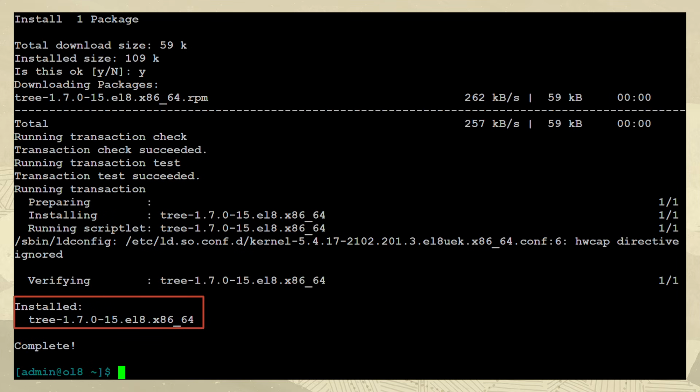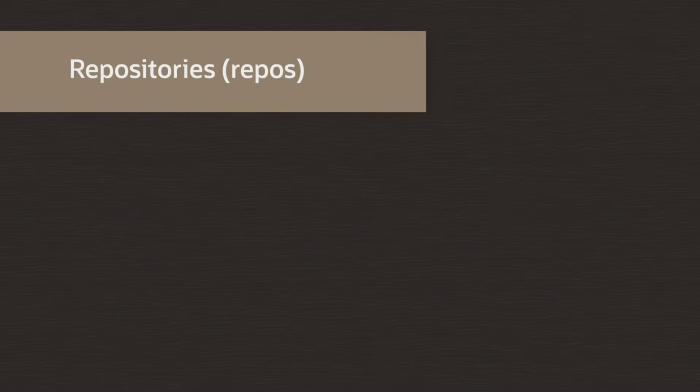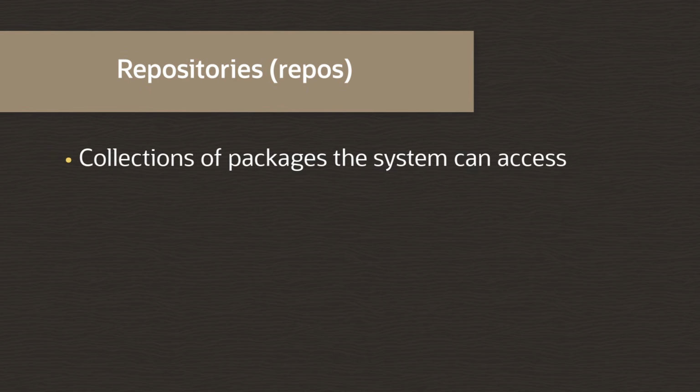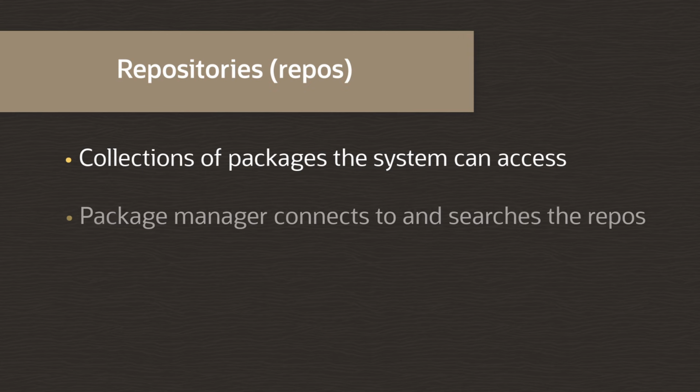But I didn't provide an RPM file or tell it where to find the package. So where did it get the software file to install? The answer is repositories, or repos for short, which are huge collections of software packages that the system can access. So instead of me having to manually search online, download, and then individually install the software, the system connects to and searches the repositories for us automatically.